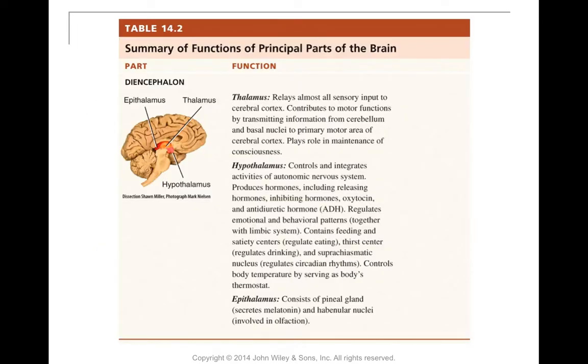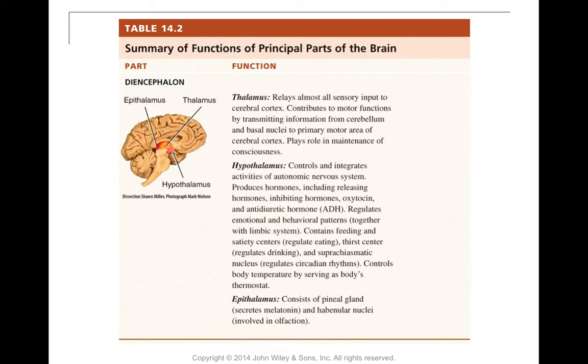Okay, so we're going to continue summarizing the different principal parts of the brain. So here we're looking at the diencephalon, which includes the thalamus, the hypothalamus, and the epithalamus, all of which have a little bit of regulatory crosstalk. And again, the thalamus is responsible for regulating almost all sensory input into the cerebral cortex. The only exception to that, obviously, is olfaction. It's also contributing to motor functions and plays a role in maintenance of consciousness, or whether or not you are awake or asleep, or perhaps comatose if it's badly damaged.